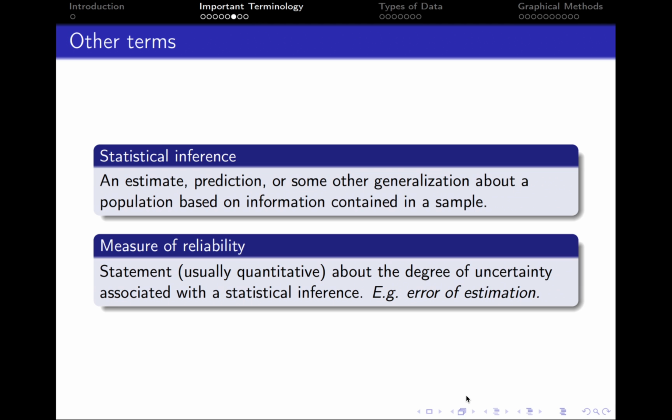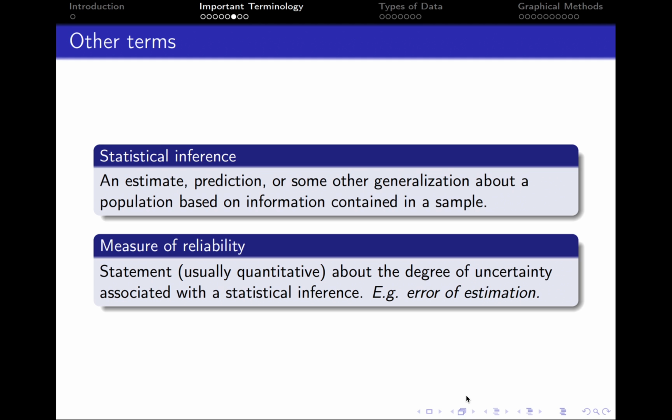Statistical inference, this is another term that I would like you to keep in your head. And it is an estimate, prediction, or some other generalization about a population based on information contained in the sample. So when we estimate certain statistical values, in other words, what we do is statistical inference. So we draw conclusions about some population based on a sample that we have.